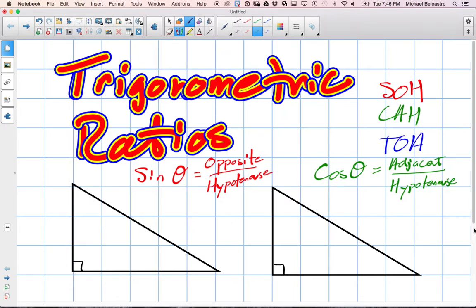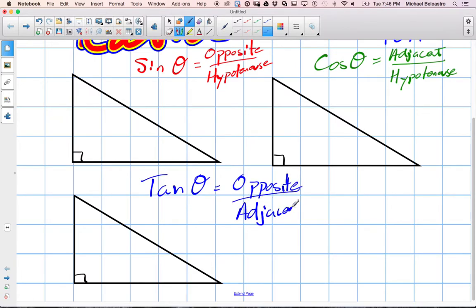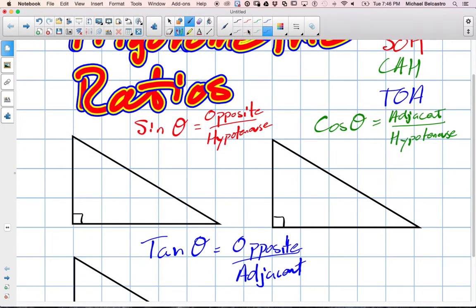And the last one is TOA: tan theta is equal to the opposite over the adjacent. So they cover all their bases here with the possibilities. The very first one I'll show you is sine, and we're going to have the same triangle every single time. We're going to call the top left corner the angle we're working with.